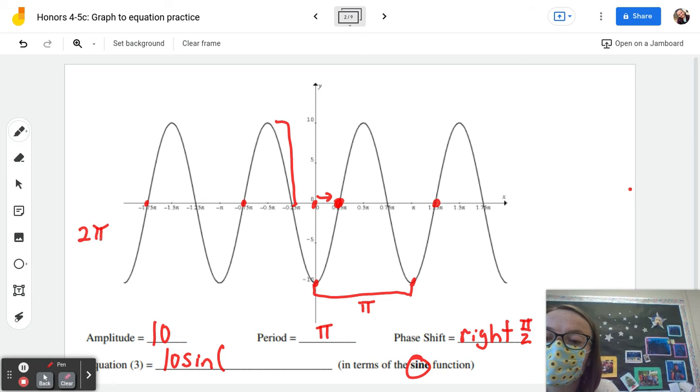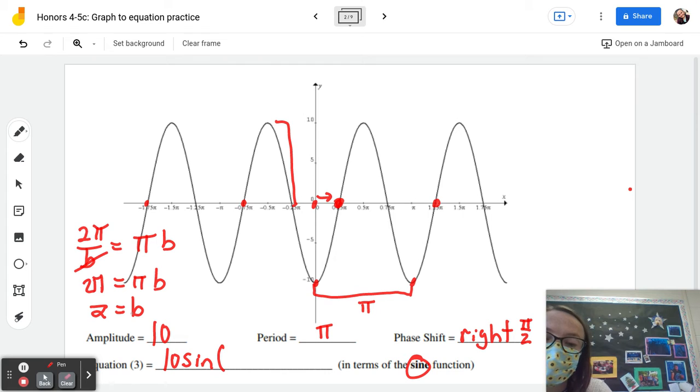So to find b, I know that 2 pi over b is equal to the period. In this case, the period is pi. If I solve for b here by multiplying by b, I get 2 pi is equal to pi b. Divide by pi, and I get that 2 is equal to b. So what I know is the inside here is going to be 2 times, if I want to take account for my phase shift, I'm going to actually try to make an expression on the inside that has a coefficient of 1 in front of x.